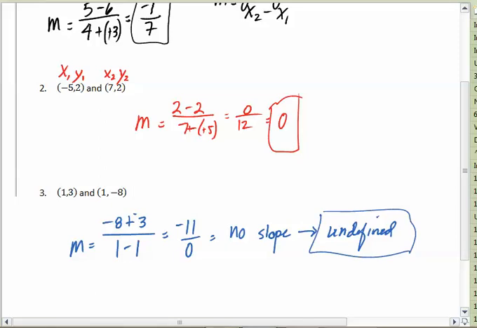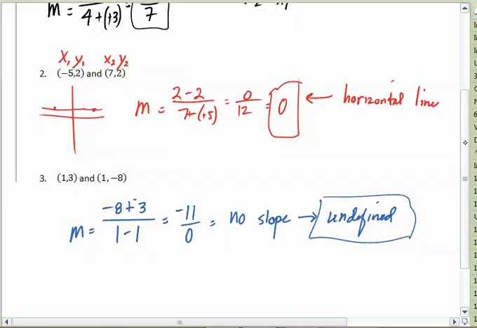Now, let's take a look at what the situation here, the red situation, would be. If I sketch this really quickly, I would go negative 5, 2, and 7, 2. So what kind of line would that make? That would make a horizontal line. So we know by looking at the connection between that and the 0 slope that all horizontal lines have a 0 slope. So this is a horizontal line with a 0 slope.